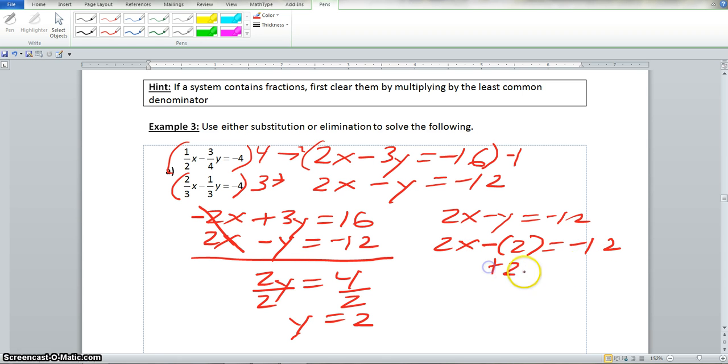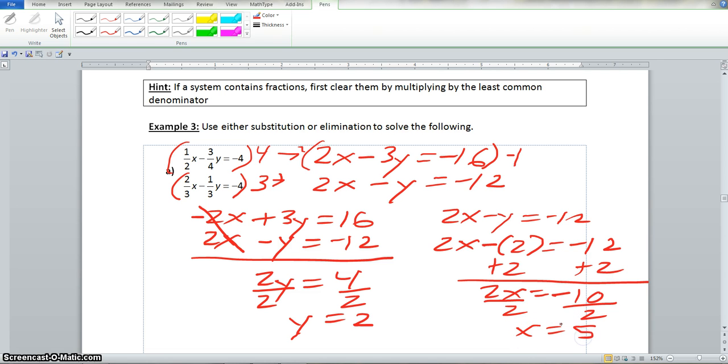Now we can add 2 on both sides, and we will have 2x is equal to negative 10. Now we would divide each side by 2, and x is negative 5. So our final answer, our final ordered pair would be negative 5, 2. And that is the solution and also their point of intersection.